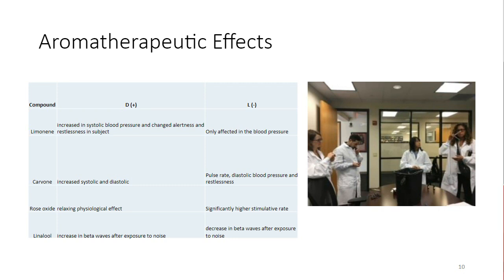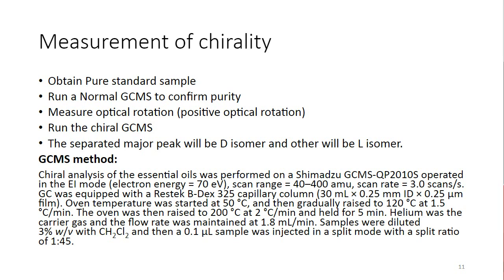Now the question comes, how do we measure chirality in oil? First of all, we procure a pure standard of the chiral terpene available in the market, run it on a non-polar column and look for potential contaminants. If it is pure, we run a polarimeter and obtain the number in plus or minus, depending upon the type of enantiomer present. And we run the compound in chiral GCMS, like in the normal GCMS, and we normally use 30 microliters of sample while running chiral GCMS.